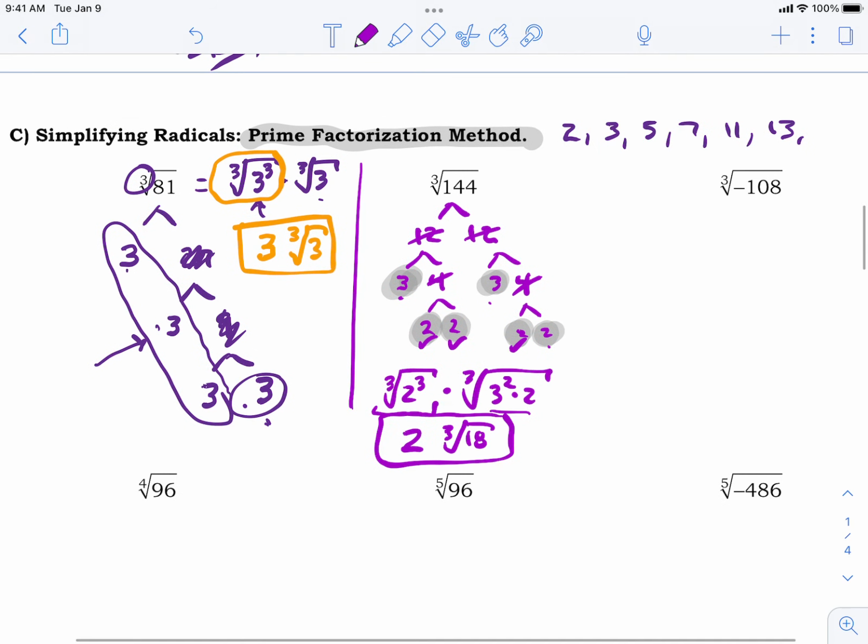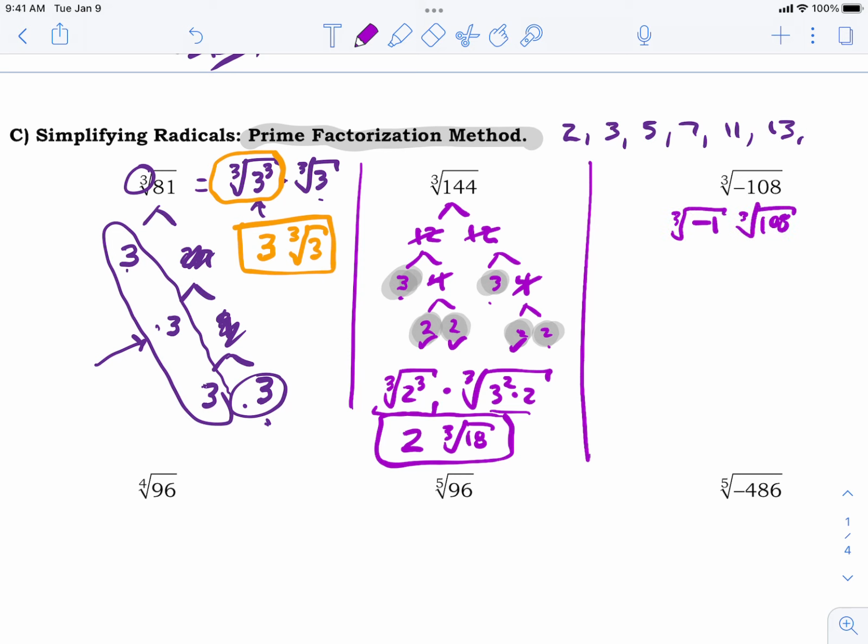Okay. Let's see now here. Here's another one. Negative 108, huh? Well, first of all, we make it a little bit easier on ourselves. Think of it as a negative 1 times a 108, right? In other words, the cube root of negative 1 is just negative 1, or the principal cube root is negative 1. So when you take the cube root of a negative, you're going to get a negative answer, is the bottom line. Negative.